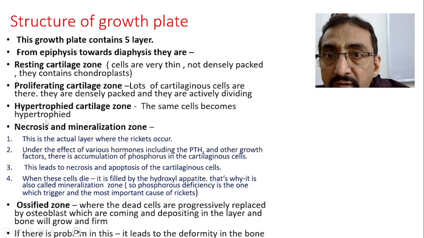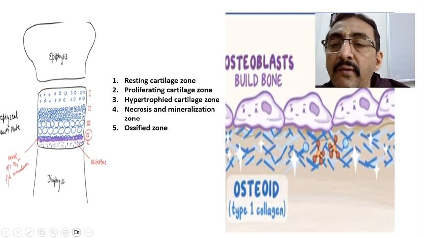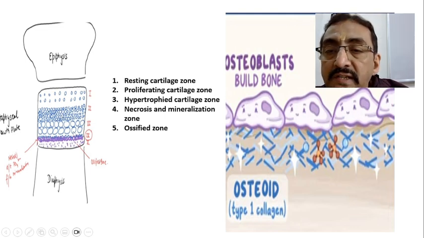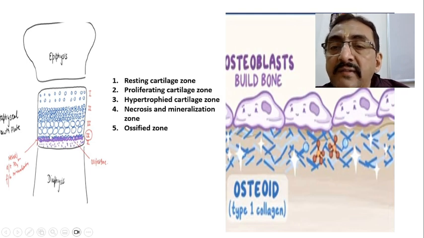The third layer present in the growth plate is the hypertrophied cartilage zone. The cells present in the proliferating cartilage zone, when they come to the next layer, the third layer, become hypertrophied, that is, large in size, and this is the hypertrophied cartilage zone.